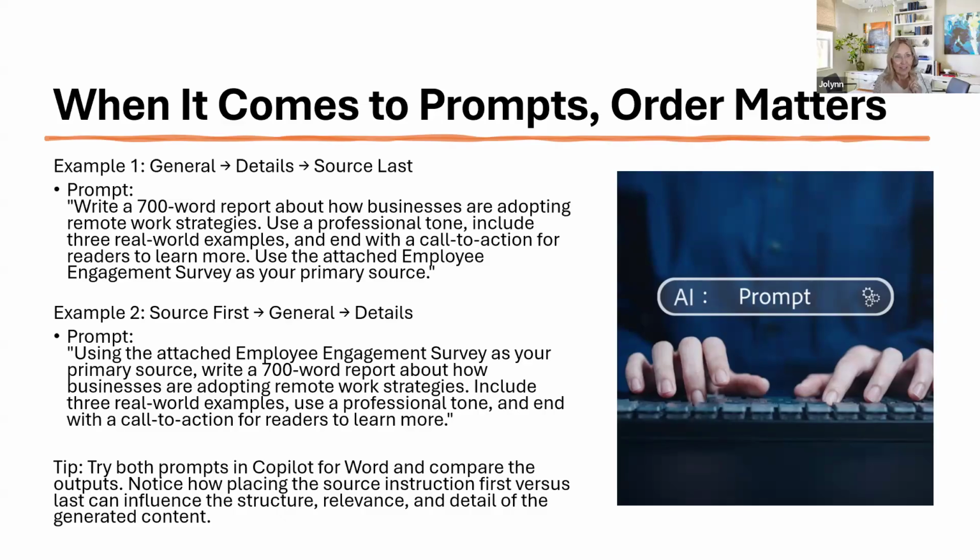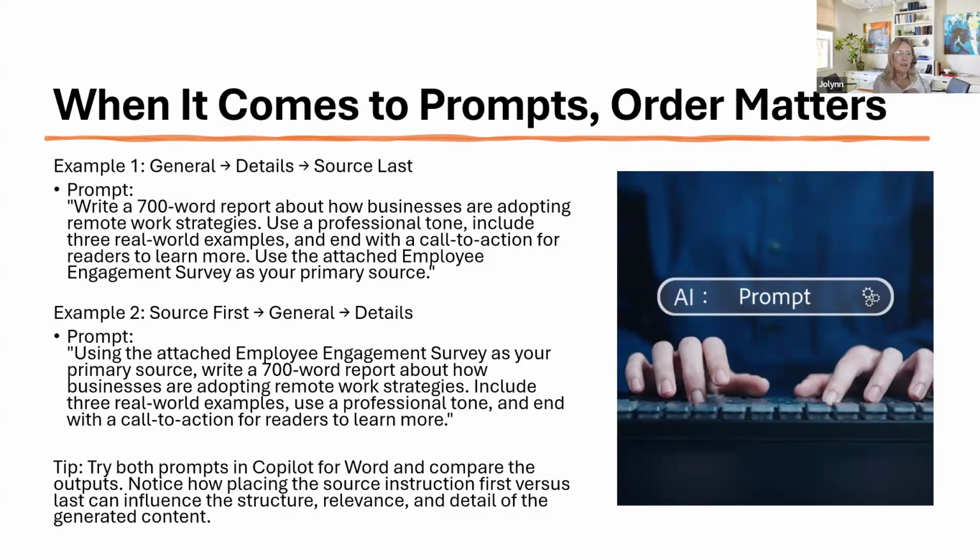But here's another example. What if we start with the source? What if we start with the attachment, then have the general information, then include the details? So instead of starting the prompt with, write a 700-word report, start it with, using the attached employee engagement survey as your primary source, write a 700-word report about how businesses are adapting, include 3 real-world examples, use a professional tone, and end with a call to action.